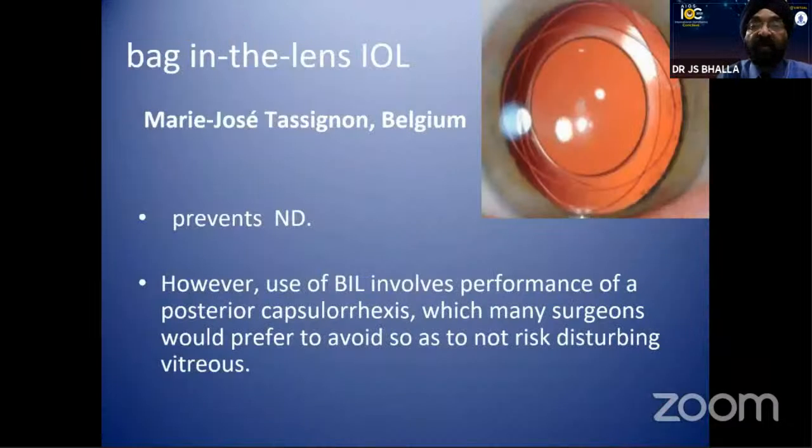The bag-in-the-lens IOL was advocated by Marie-José Tassignon, wherein instead of the capsular bag supporting the IOL, the IOL is supporting the anterior capsulorhexis and posterior capsulorhexis rim, so that the anterior and posterior capsulorhexis rims are holding the IOL.